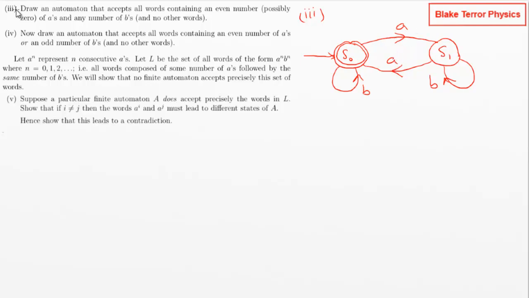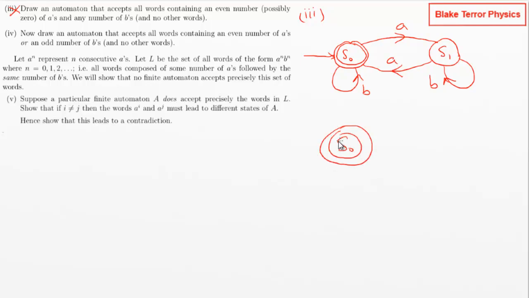Right. Okay, part 4. Now draw an automaton that accepts all words containing an even number of A's. Okay, we know how to do that. Or an odd number of B's. Right, so we might have options where we've got an odd number of A's then, if we've also got an odd number of B's. Right, I get the feeling this is going to be quite tricky.